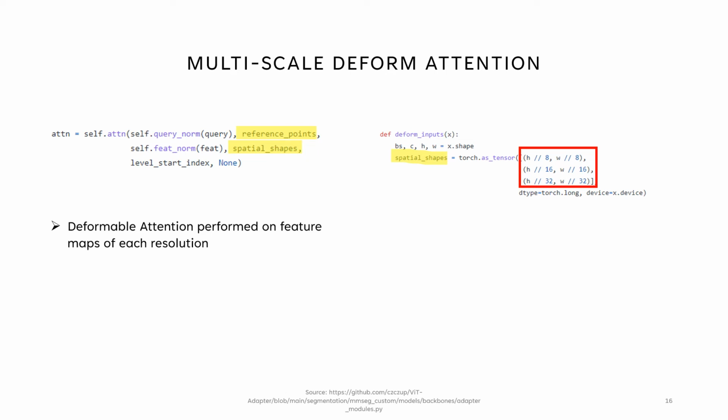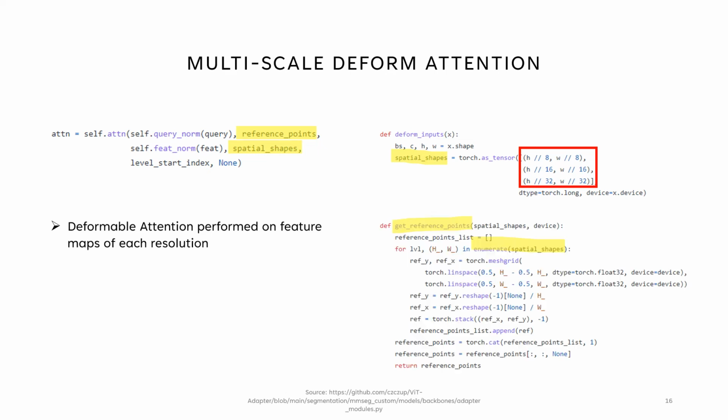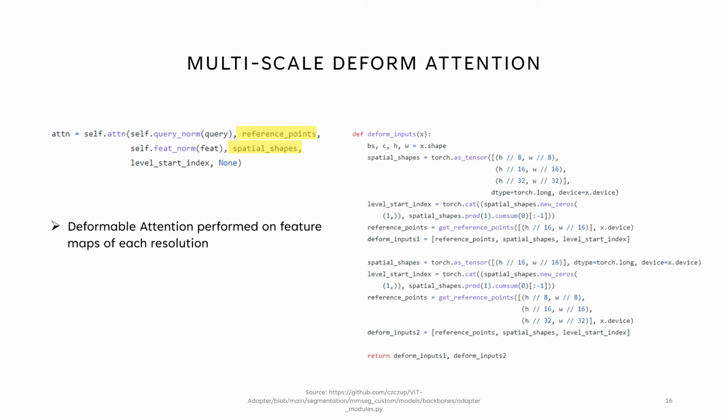The attention used for both the spatial feature injector and the multi-scale feature extractor is multi-scale deformable attention. Here we can see in code how the reference points and the deformed inputs are created. The reference points are defined uniformly across inputs for each of the resolutions in the feature pyramid. The deformed inputs are also created for each of the different feature map resolutions.